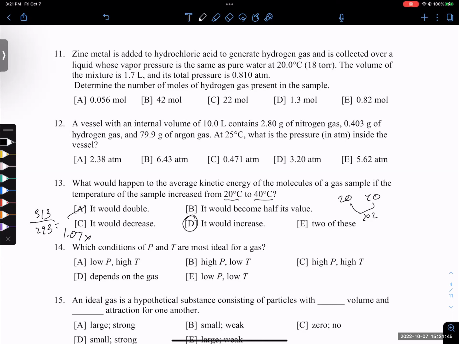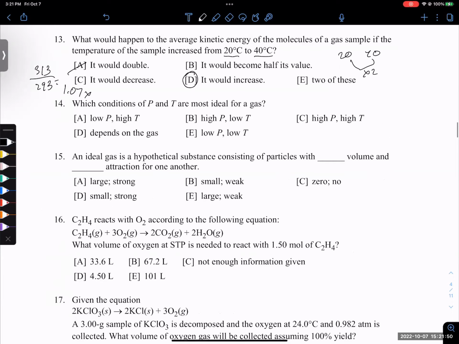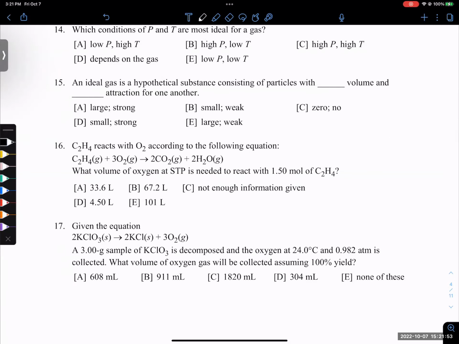14 is a good one. You're gonna see this on it. You may or may not see this on your test. Oh, man, you may or may not see this on your test.